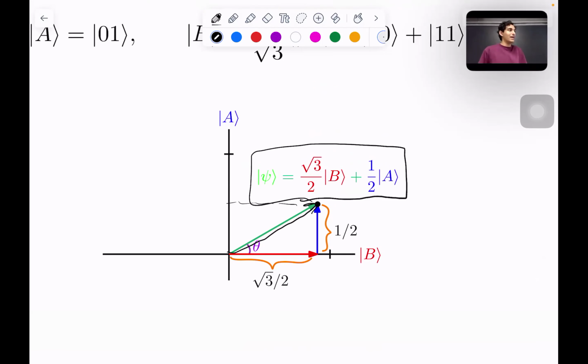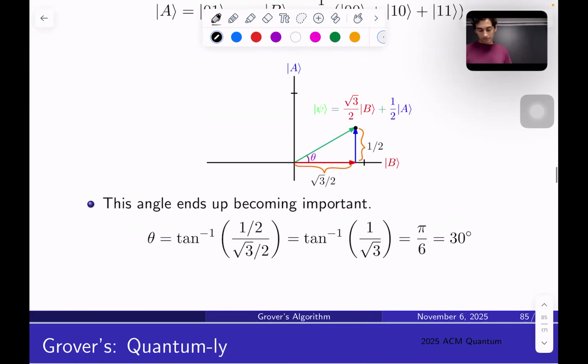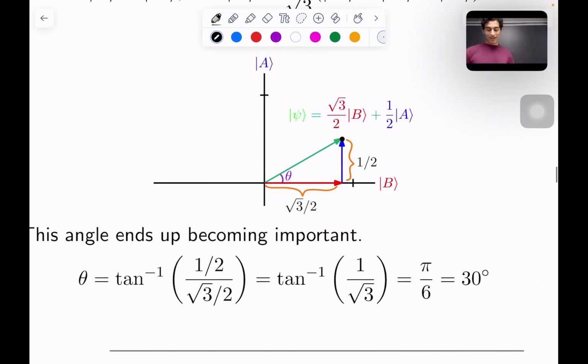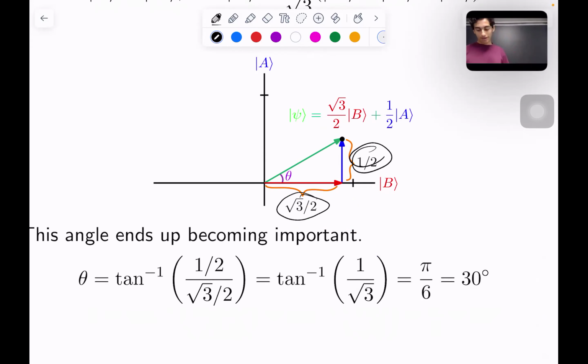So we want to increase our probability of solving the problem by getting this vector closer to the a-axis. Does that make sense? Why we're rewriting it in this basis? We're going to look at the angle relative to the b-axis. In this case, it's just the inverse tangent of the opposite, which is 1/2, over the adjacent, which is √3/2, which is pi over 6, 30 degrees.